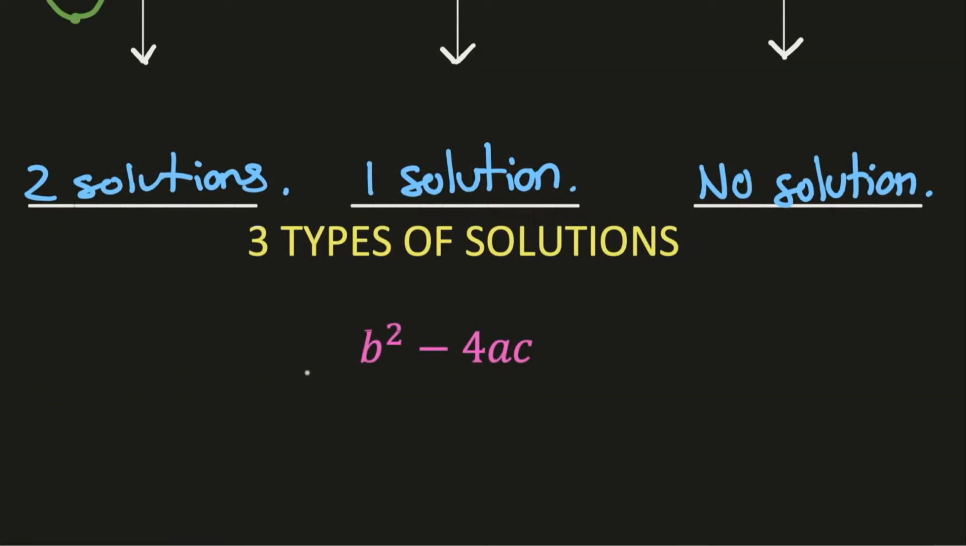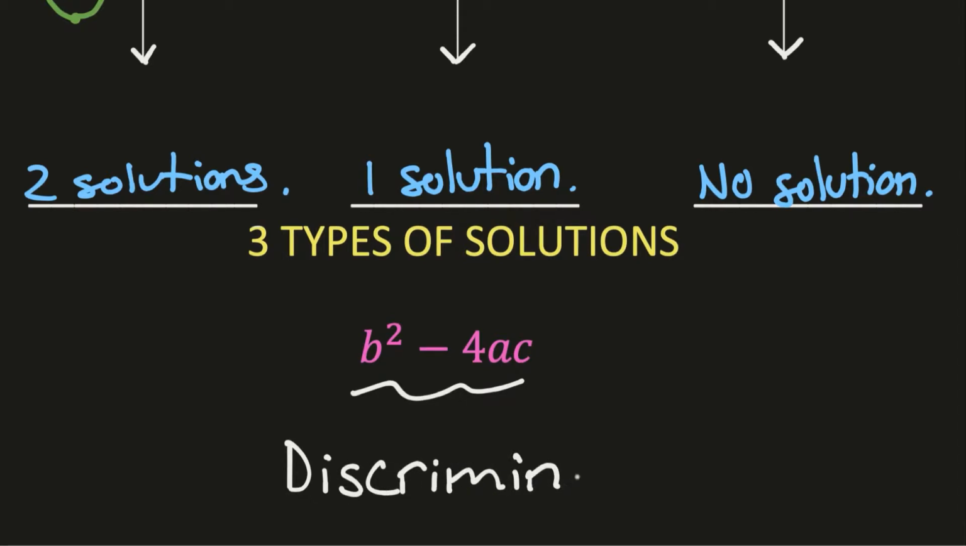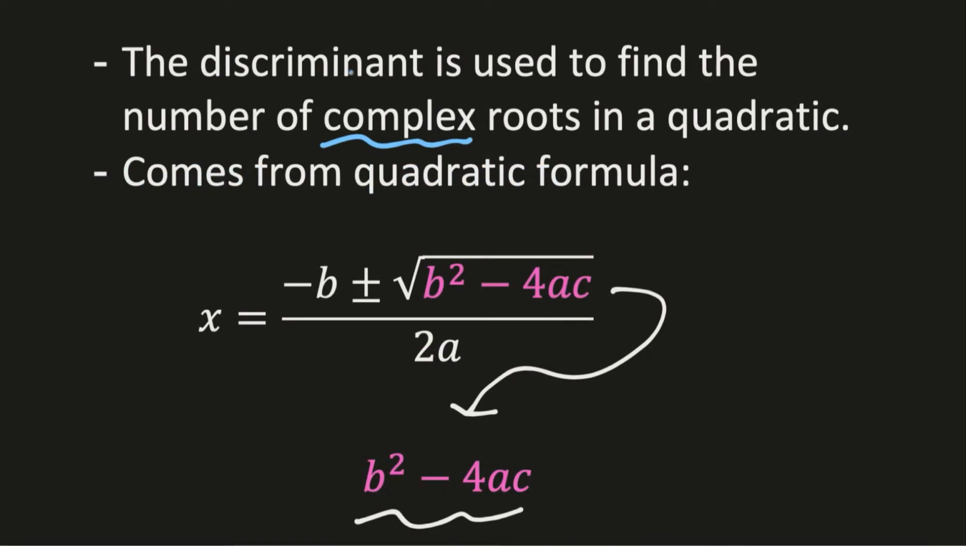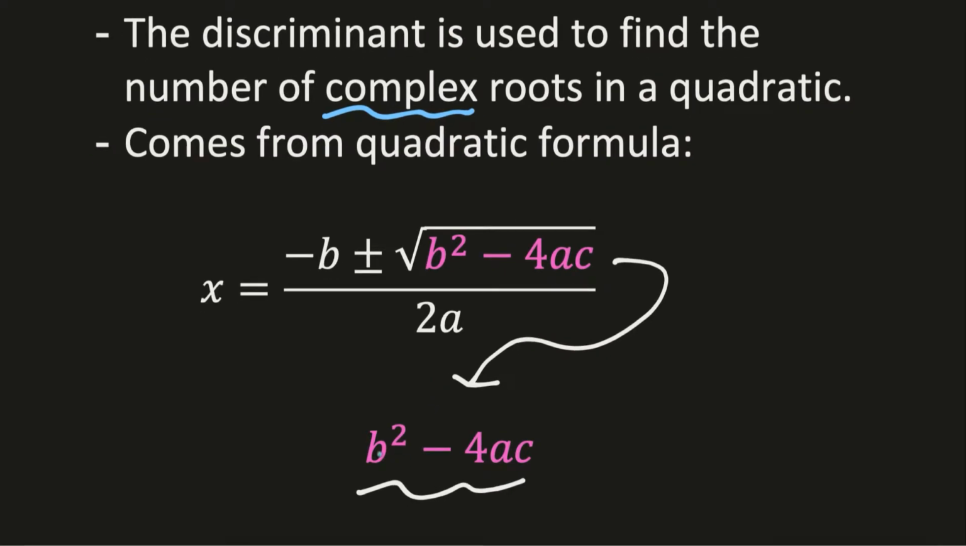To figure out which category our quadratic equation falls under, we will use this equation called the discriminant. We will see that it comes from an equation that we're already familiar with, and it will tell us exactly why we have two solutions, one solution, or no real solutions. In short, the discriminant is used to find the number of complex roots in a quadratic, and it comes from the quadratic formula, in which we take the b squared minus 4ac term out and simply use it to find the number of complex roots.